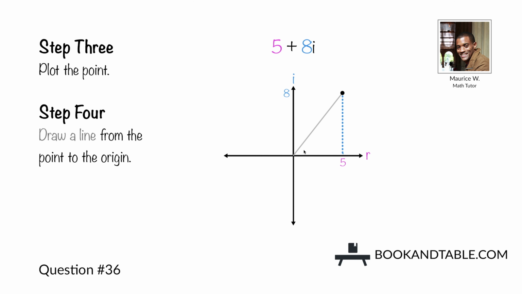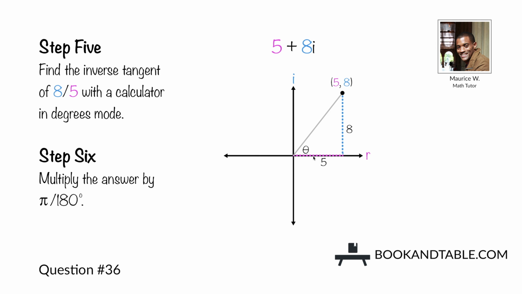The angle closest is theta, which represents our argument. Remember, the argument is the angle from the positive real axis to the vector of our modulus here. And now, if this is our theta, then that means the adjacent side to theta has a length of 5. The real number is 5. And theta has an opposite side equal to 8, the imaginary number.